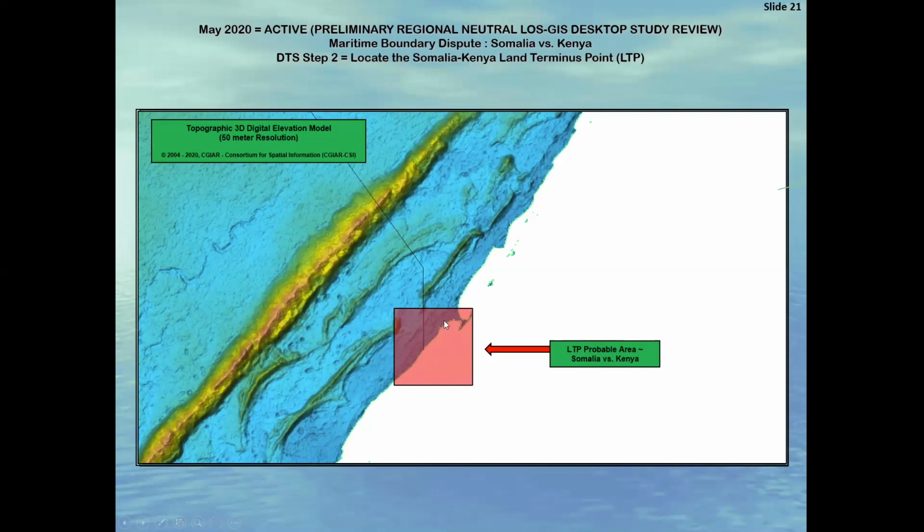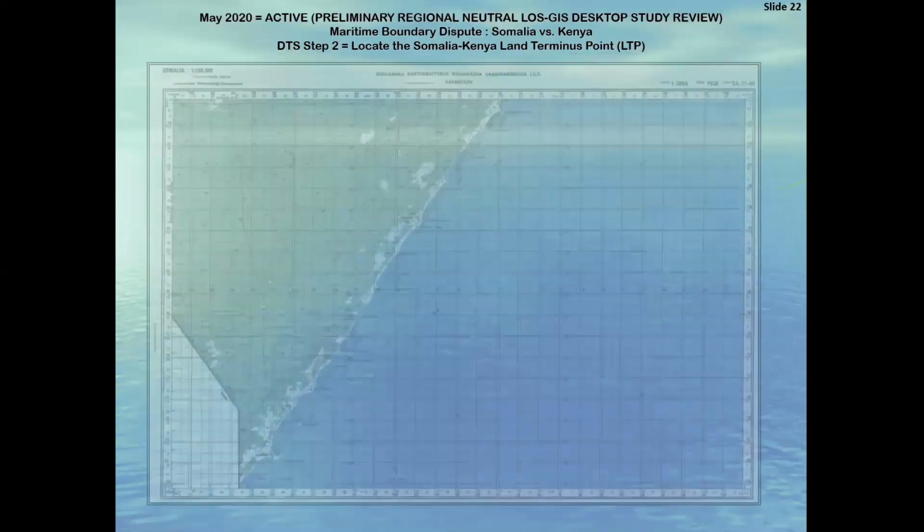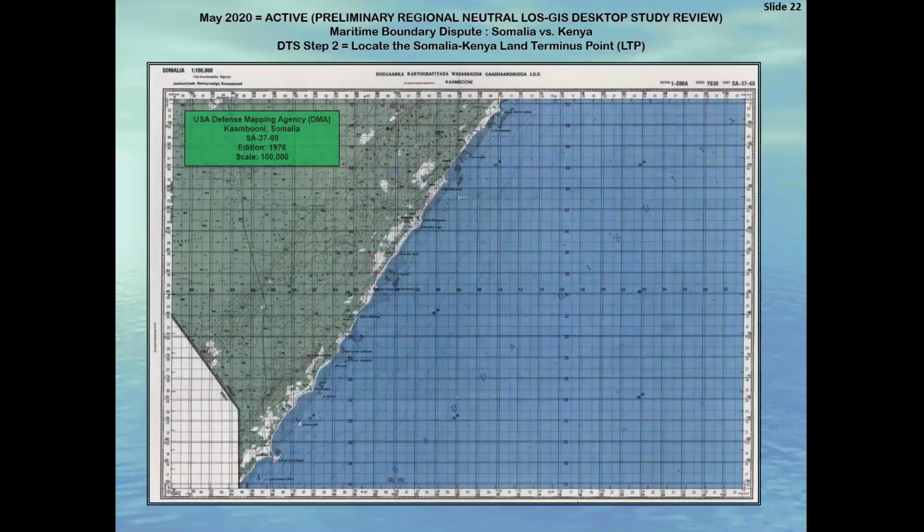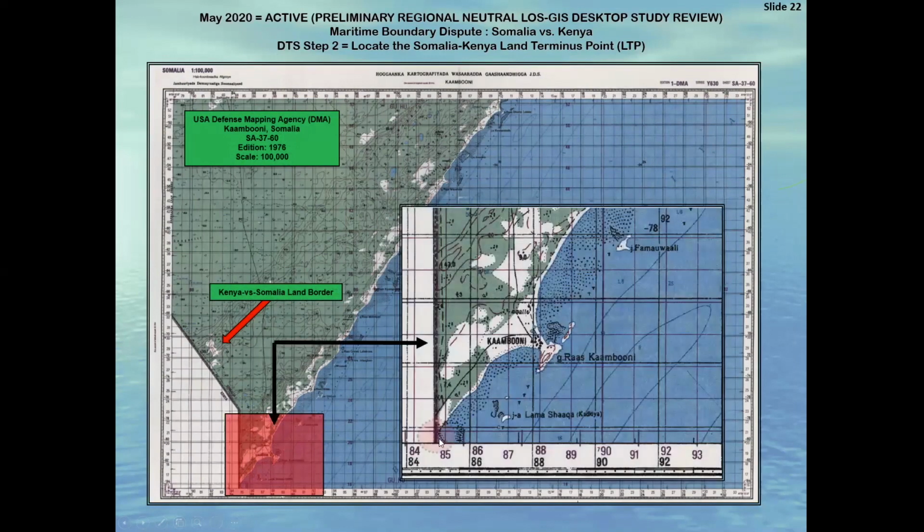But we need to have a whole bunch of different data sources to try and identify this information and to see how this comes together. We normally go back through history. Here's a wonderful old US defense map that actually shows the land boundary. And even in here, it shows the approximate general location with some coastal features. But this is old. This is from 1976.